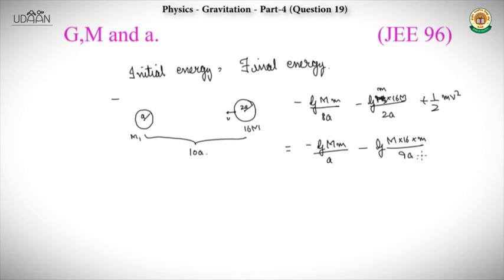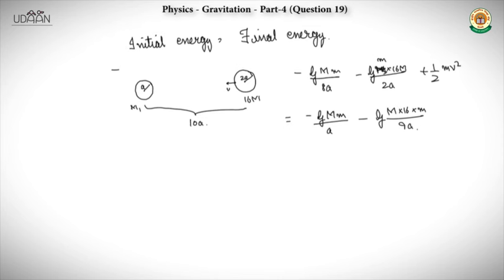So this is the most difficult part of the question, that you have to write these 4 terms correctly. Don't mess it up, don't make any errors. After this it becomes very easy. So it will come on this side. Finally what we'll get is half m v square equal to G m square upon a, 1 upon 8 plus 8 minus 1 minus 16 upon 9. This is the final expression.